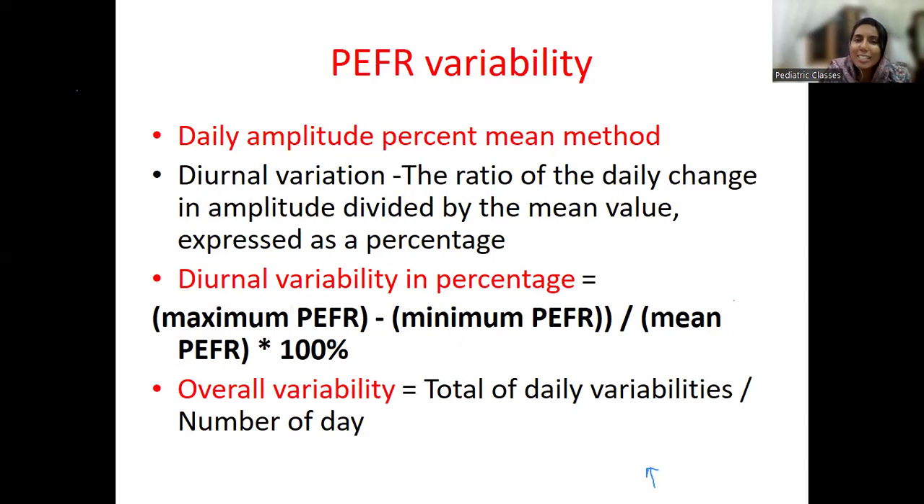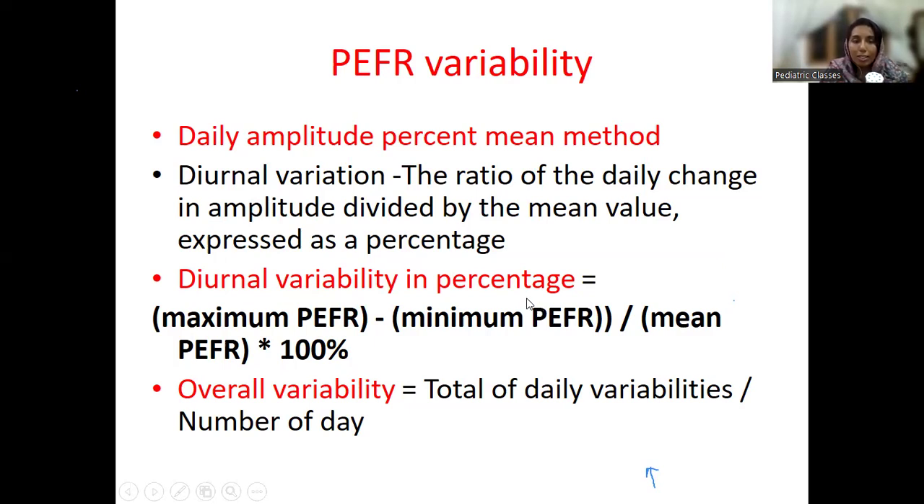Then, how do you check the PEFR variability? This is very important. This technique is the daily amplitude percent mean method. Though this term sounds cumbersome, it's not difficult. It's easy. First we should get the diurnal variability. Diurnal variability means the variability of PEFR during the day. First we will find out the diurnal variation. That's why the first line I have written is amplitude. Amplitude means the variation. You get it by the maximum PEFR minus the minimum PEFR, divided by the mean of those.